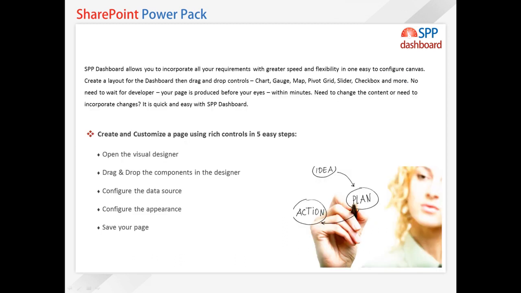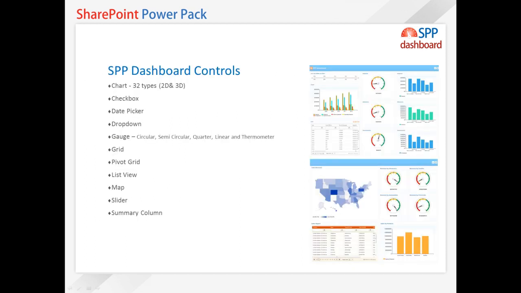You can now create and customize a page with a dashboard in 5 easy steps. Open the Visual Designer, drag and drop components in the designer, configure the data source, configure the appearance, and save your page. SPP Dashboard has charts, checkboxes, date picker, drop down, gauge, grid, pivot grid, list view, map, slider, and summary column.